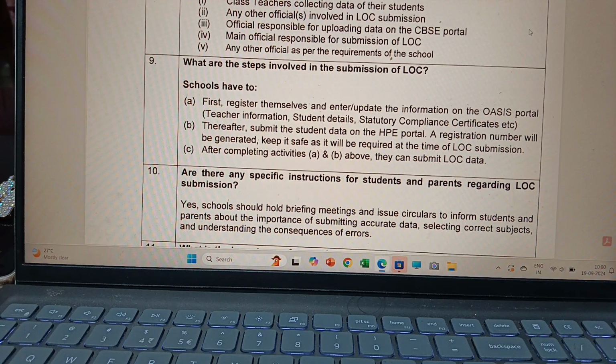What are the steps involved in the submission of LOC? A, schools have to first register themselves and update the information on the IRC's portal: teacher information, student details, statutory compliance, certificates, etc. B, thereafter submit the student data on the HPE portal. A registration number will be generated. Keep it safe as it will be required at the time of LOC submission. And C, after completing activities A and B above, they can submit LOC data.